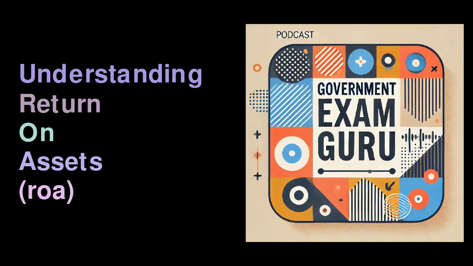Understanding return on assets, ROA. Return on assets, ROA, is a critical financial metric that provides insight into a company's profitability in relation to its total assets. By measuring how efficiently a company utilizes its assets to generate earnings, ROA serves as a vital tool for corporate management, analysts, and investors to gauge operational effectiveness.